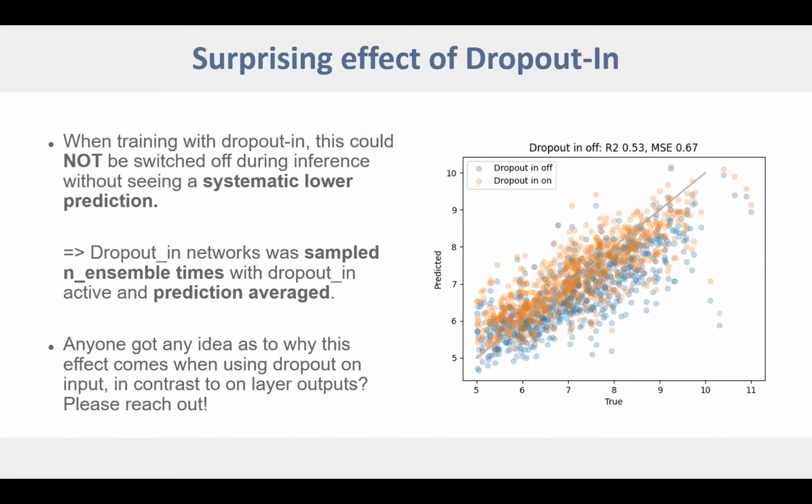Then when I worked on it, there was this surprising effect of dropout in. Normally with a dropout layer, it's active during training. There we drop out certain outputs from neurons with a certain probability. And then during inference, this is turned off and the output is scaled back to compensate for that now all neurons are firing, whereas before some of them were blanked. But if I turned off the dropout-in layer in my network, I just saw this systematic diminishing in the prediction, which should actually have been compensated by the rescaling of the output. So that was a bit curious.